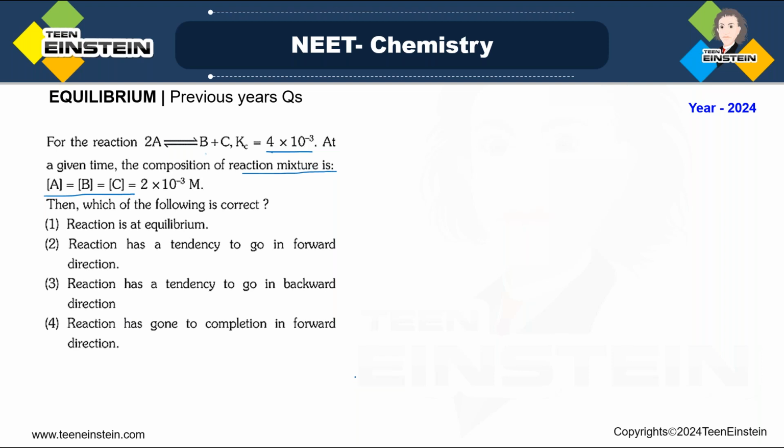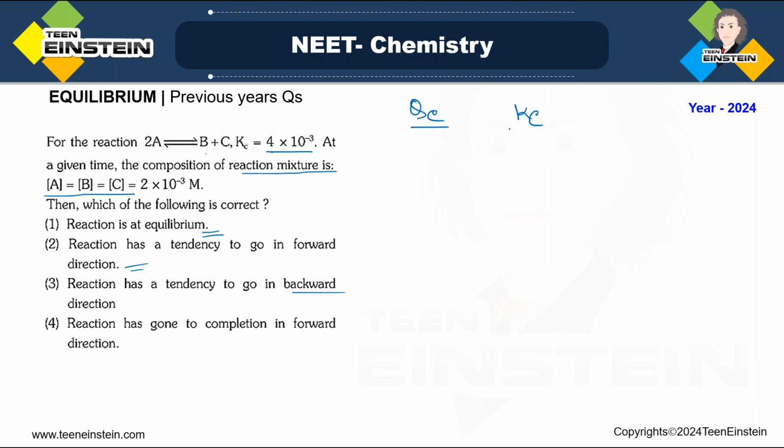Now, if we read the options, the first says the reaction is at equilibrium. The second says the reaction has a tendency to go in the forward direction. The third says a tendency to go in the backward direction. And the fourth says it has gone to completion in the forward direction. So basically we have to find the relationship between Qc and Kc.